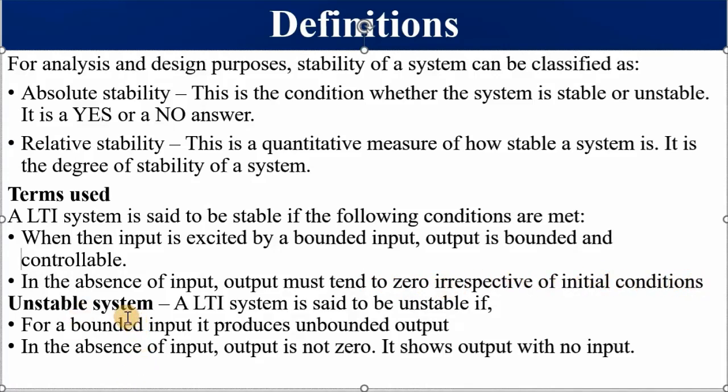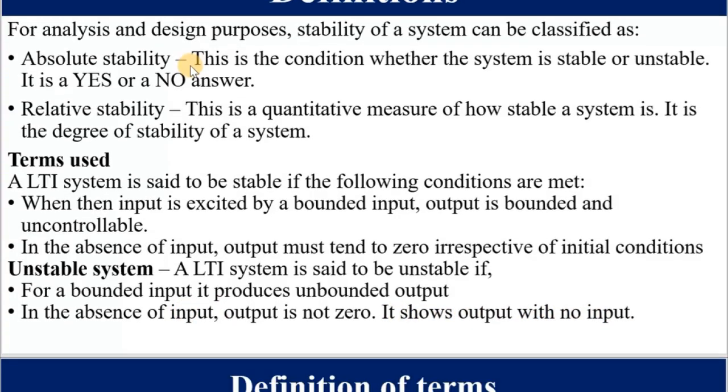What is an unstable system? We are saying a linear time invariant system is unstable if, one, for a bounded input the output is unbounded, and if there is no input there is an output, which means the output is not 0 for no input. This means that it produces an output when there is no input.